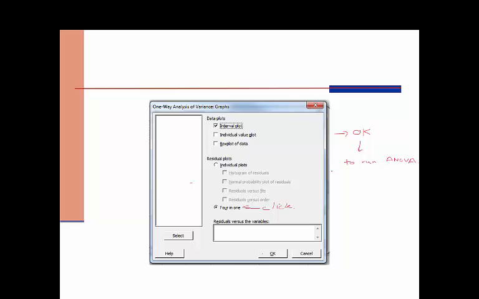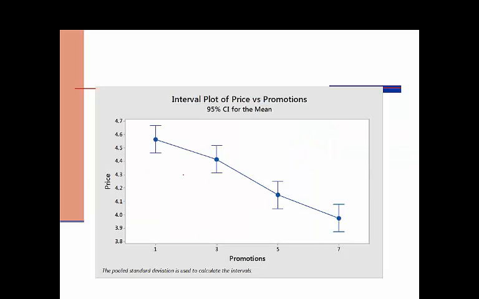Click OK and then finally OK to run ANOVA. The first plot that you get looks like this. It's the interval plot. This plot is only for visual interpretation. So what does this show? This shows the 95% confidence interval on the mean. So this is the mean right in the middle.